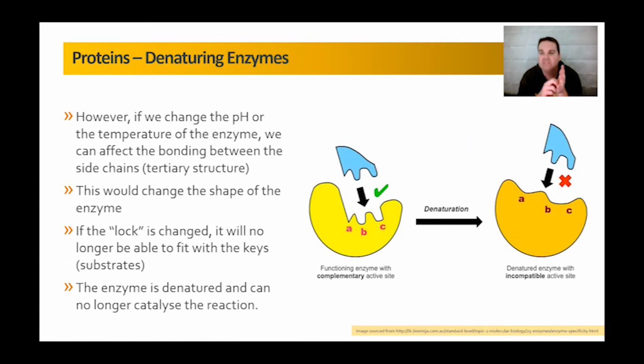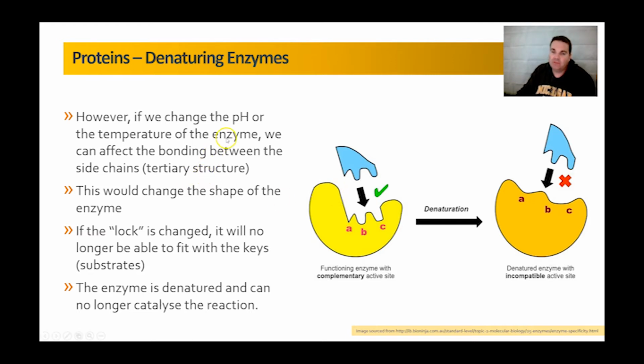Now what happens is that if the shape of the enzyme changes, you can no longer get these substrates coming in, all right, and bonding to it. So now that the shape is different, okay, we can no longer get the substrate coming in, and so we can't catalyze the reaction. And this is called denaturing of an enzyme. So denaturing of an enzyme isn't killing it, it's simply changing its shape. Once you change its shape, it can no longer perform its biological function, and that's really key.